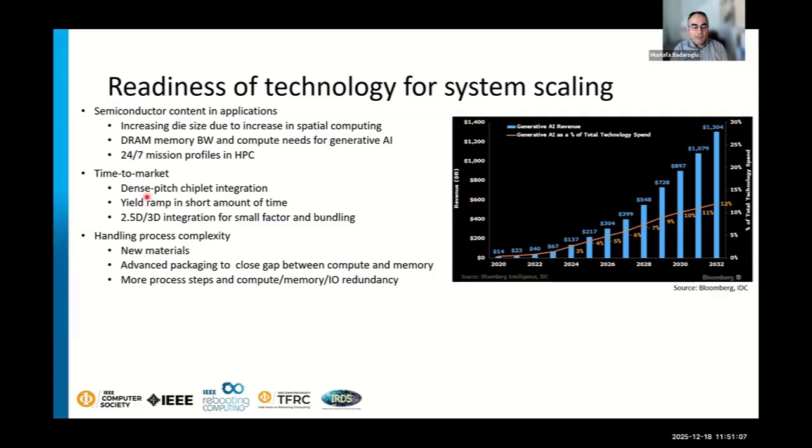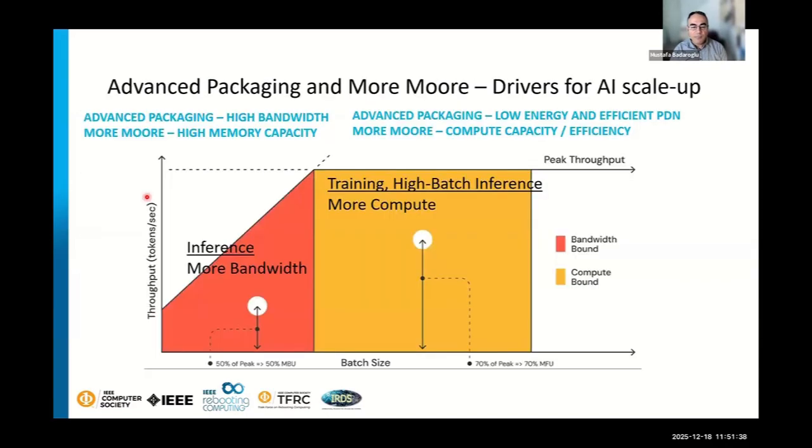On the other hand, we have to handle the process complexity, new materials, and advanced packaging, particularly for bringing more compute, memory, and bandwidth solutions, as well as how to deal with more process steps not enabling us to measure the known good die very effectively. And this is bringing redundancy everywhere and fault-tolerant computing everywhere on compute, memory, and I/O fabrics.